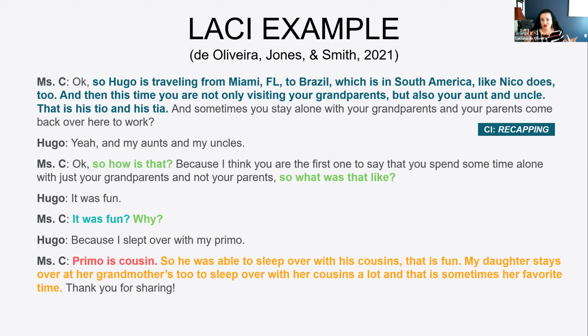Because Hugo was using tio and tia, the words for uncle and aunt in Portuguese. And so the teacher goes, but also your aunt and uncle, that is his tio and his tia, kind of making a connection between what those words mean in Portuguese and the words in English. So there is also a little bit of code breaking happening here too.